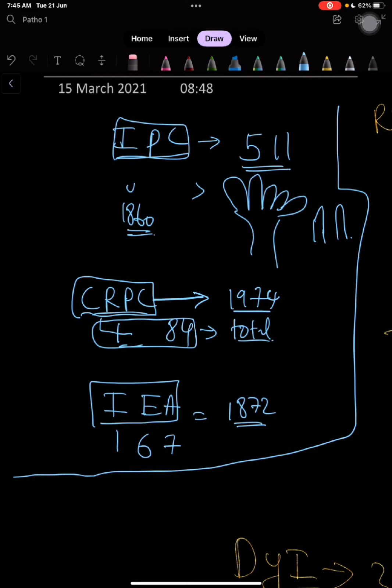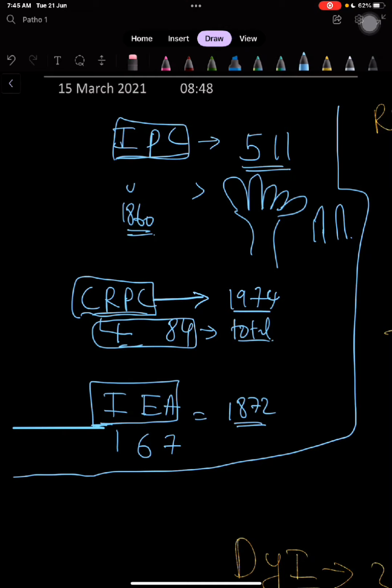Then we have the Indian Evidence Act, which contains the evidence and the people who are going to come and witness. So the witnesses and the evidences are included in the Indian Evidence Act. Having said that, now how are you going to remember them?